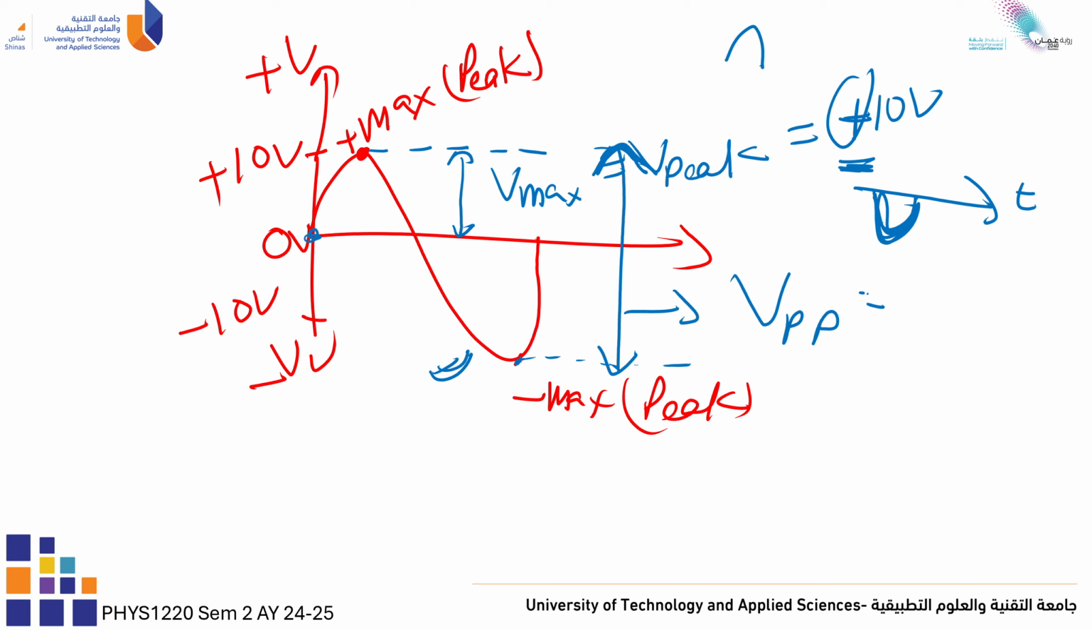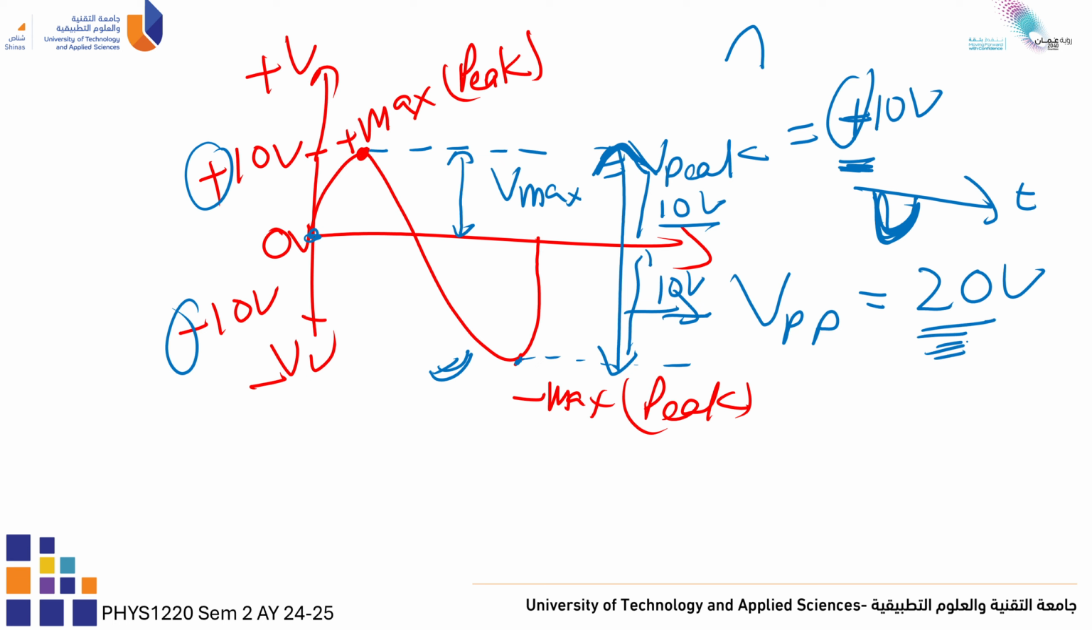Peak to peak means, don't take the sign. Just from here to here, this is 10 volt, and peak has no such direction. From here to here, how much? It is again 10 volt. So this 10 volt and this 10 volt will come to 20 volt. So the value of the peak to peak voltage is 20 volt.